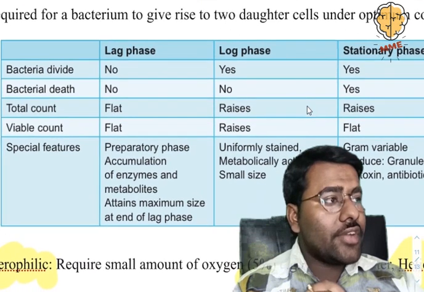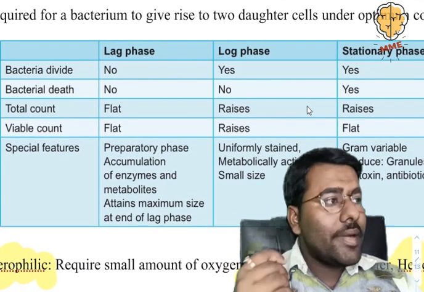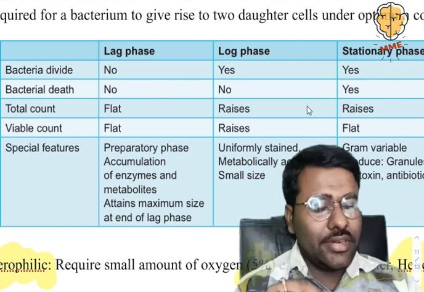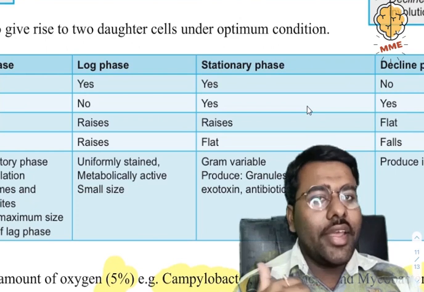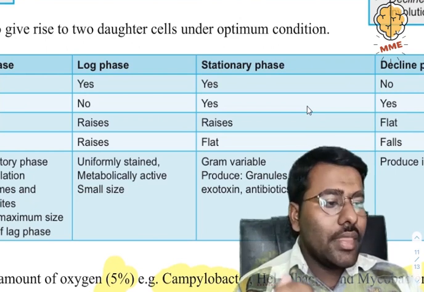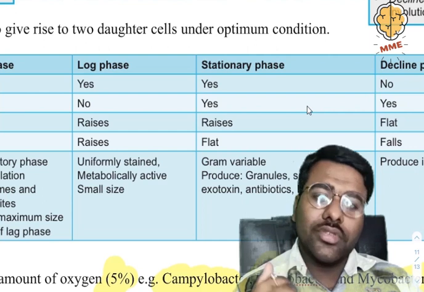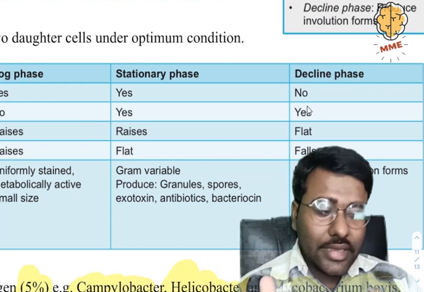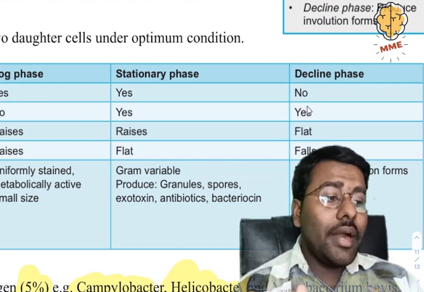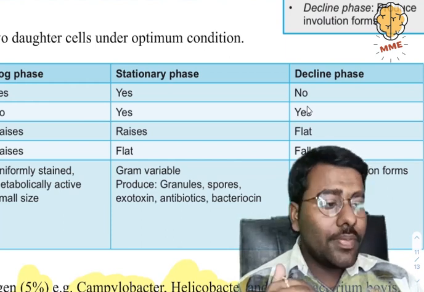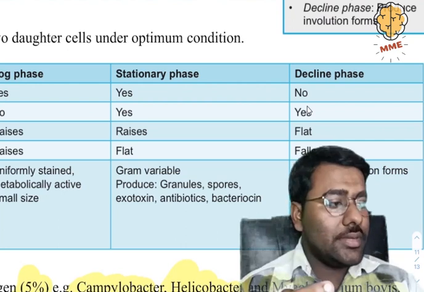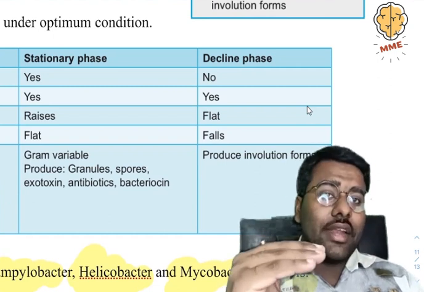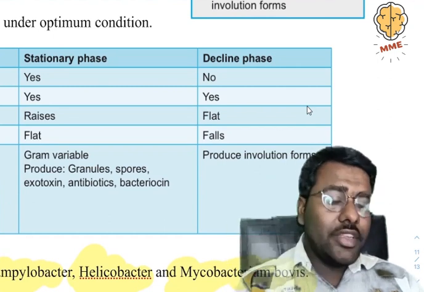So there is a lag phase. Do bacteria divide? No. Bacteria death? No. The total count is flat and the viable count is flat, and I discussed the special feature. In case of the log phase, do bacteria divide? Yes. Bacteria size increase? No. And the viable count and the total count rise. In case of the stationary phase, do bacteria divide? Yes. Bacteria death? Yes. Rise? Yes. But the viable count is flat, and they produce some sporulations. Decline phase, there is no division. Death? Yes. So again a flat line in the total number, and the viable number falls.